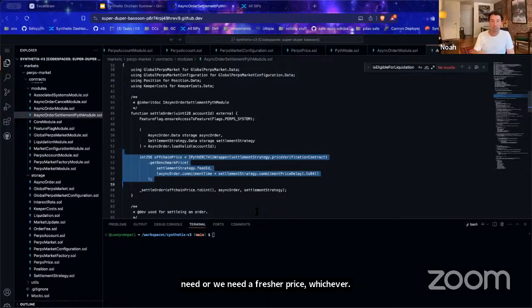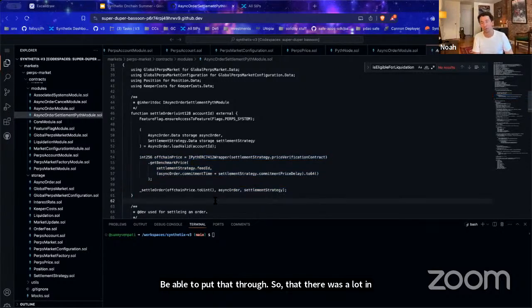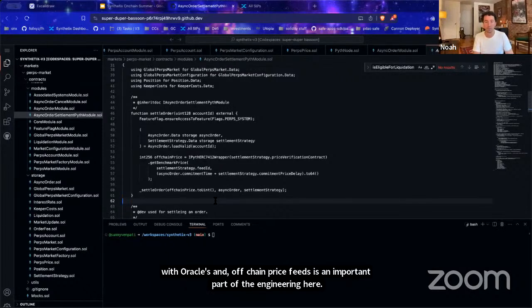And then the client library can say, okay, never mind, really the transaction that I want to send is going to be a multi-call where first we update the price on chain and then we execute the trade. Then it'll see that that's working, and it'll be able to put that through. There was a lot in there, but obviously the way that Synthetix integrates with oracles and off-chain price feeds is an important part of the engineering here, so worth highlighting.